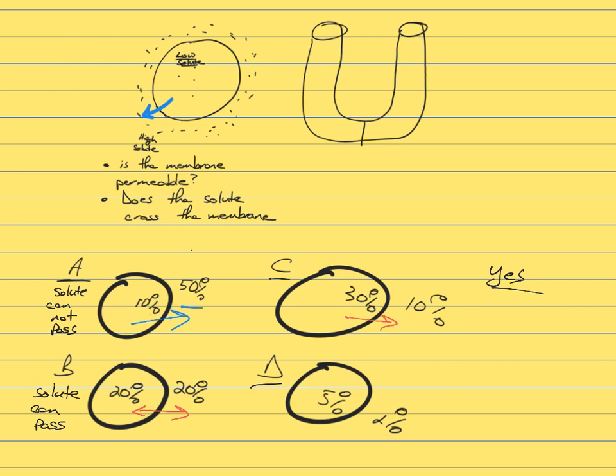And I'm putting red for the solute so you can see. The solute's red, so it's easy. Now let's say the solute no. D is no, the solute can't move. This says 2% and the other's 5%. So what's going to move, and in what direction? Water goes in, because that's where the solute is the highest concentration.